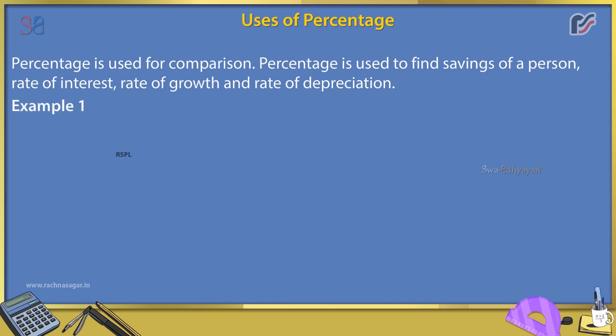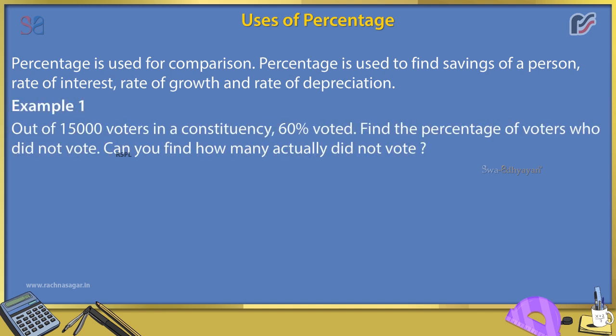Example 1. Out of 15,000 voters in a constituency, 60% voted. Find the percentage of voters who did not vote. Can you find how many actually did not vote?